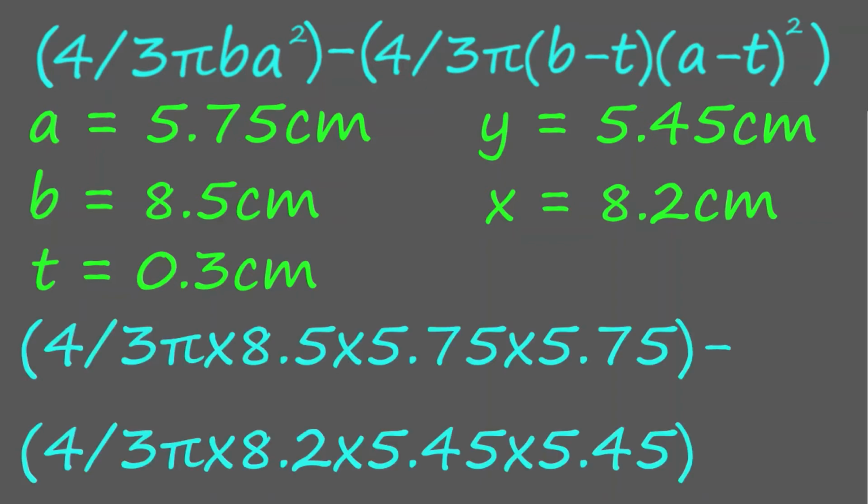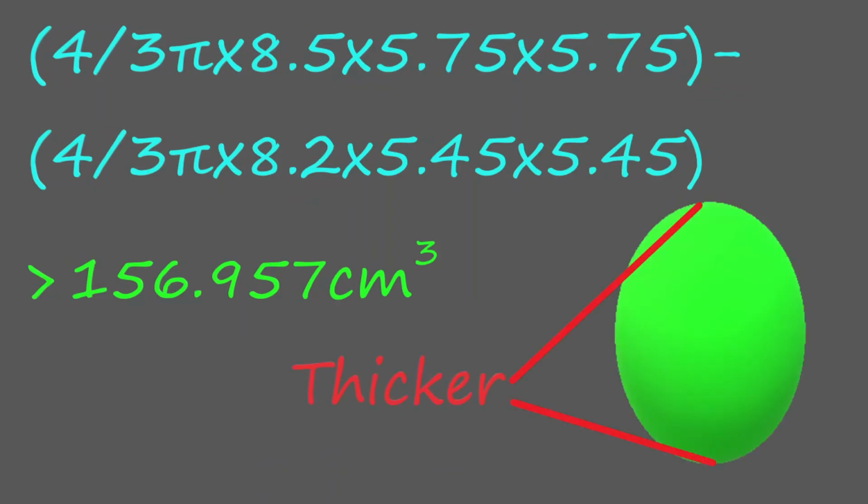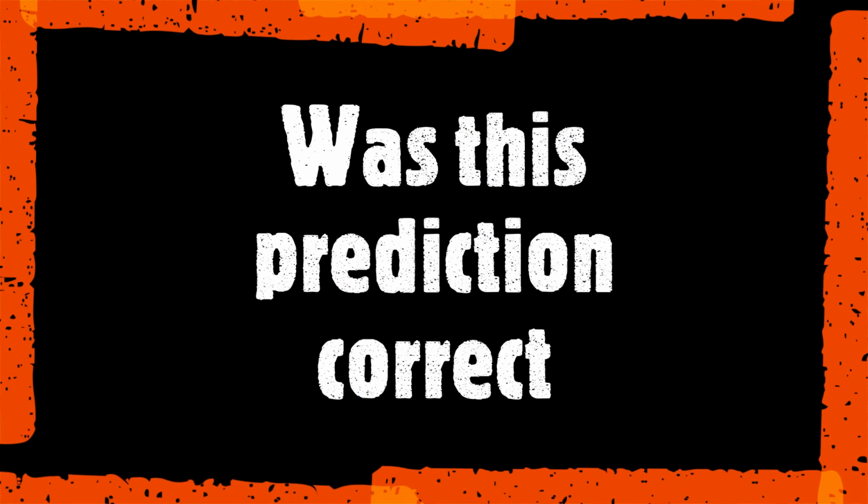This makes our final formula 4/3 pi times 8.5 times 5.75 times 5.75 minus 4/3 pi times 8.2 times 5.45 times 5.45, which equals 156.957 centimeters cubed. However, we should expect a slightly higher result as the two ends of the egg have a higher T. Was this prediction correct? Let's find out.